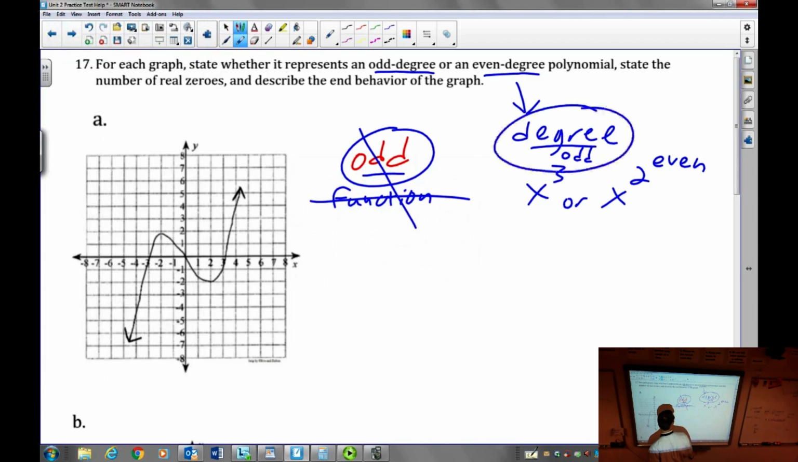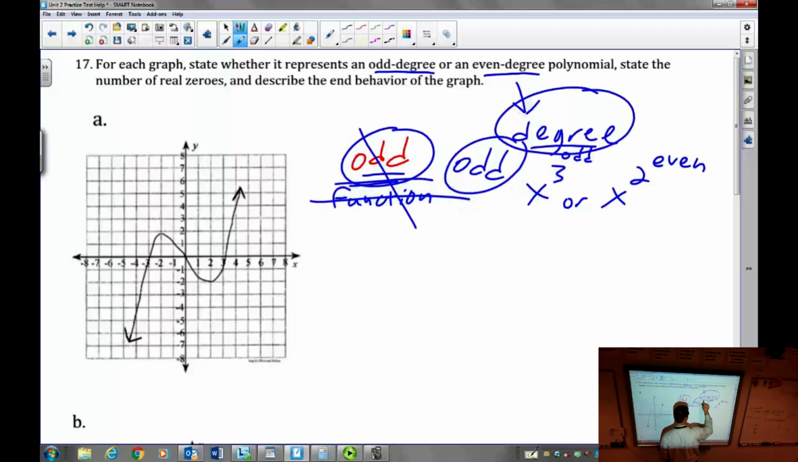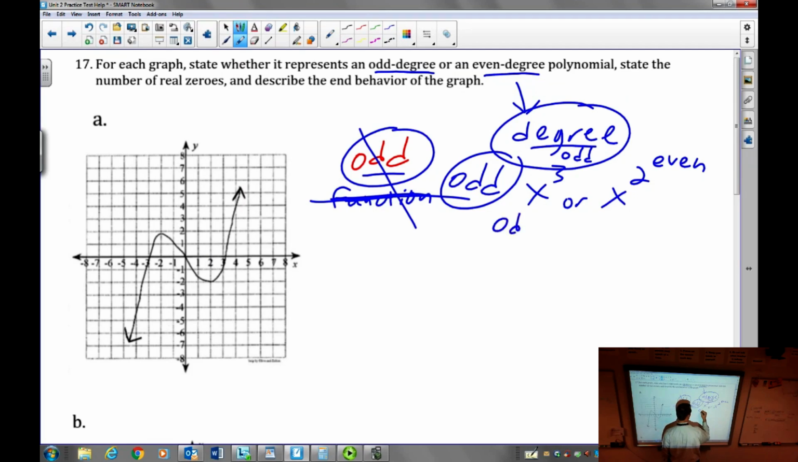Now we'll go ahead and prove it to you that this is odd. Oh, it's also odd degree function. Oh, don't say function, Mr. Newbold. Odd degree polynomial. So we're going to say this is an odd degree polynomial, because they're two separate things. Don't get confused. Two separate things. So odd degree polynomial.